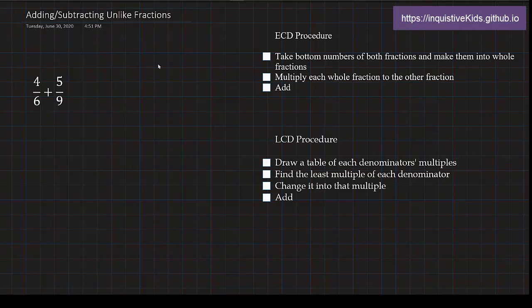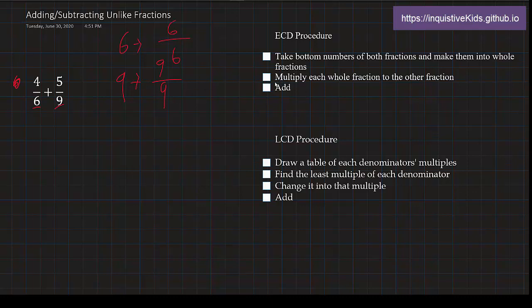What this means is you want to take the two denominators and change them into whole fractions. By that, it means turning 6 into 6 over 6 and 9 into 9 over 9. Those are whole fractions because they equal one whole.